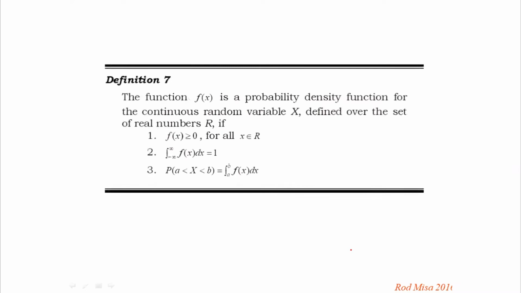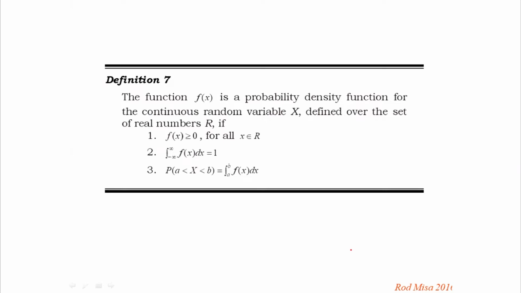And proceeding to our next definition, we have the function f of x, which we call here the probability density function for the continuous random variable x, defined over the set of real numbers R, if the following three conditions are satisfied. Number 1: small f of x is greater than or equal to 0 for all x in R. In other words, all probabilities are non-negative here.